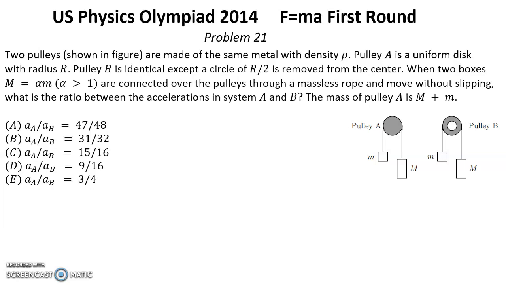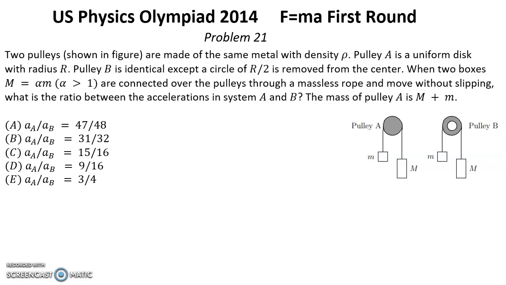Problem number 21. Two pulleys as shown in the figure are made of the same metal with density ρ. Pulley A is a uniform disk with radius r. Pulley B is identical except a circle of r/2 is removed from the center.